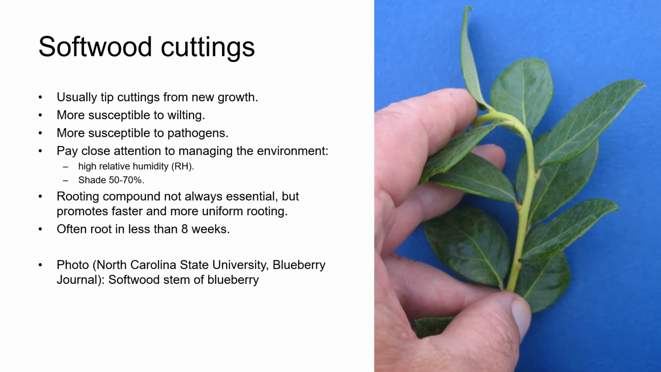Softwood cuttings are often, but not always, tip cuttings, taken from the current season's growth. Softwood cuttings often root very quickly and can sometimes be ready to transplant in less than 8 weeks. But they're really vulnerable to wilting and much more susceptible to pathogens because of the soft leaf and stem tissue.